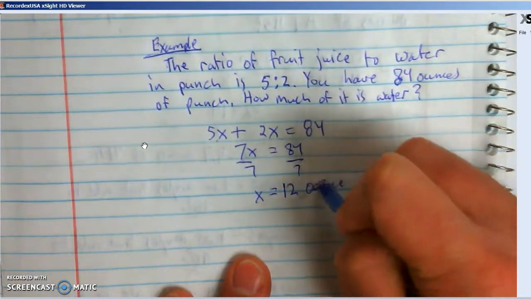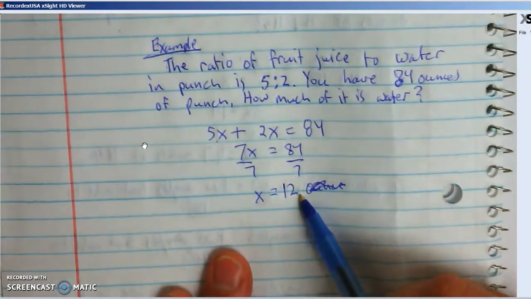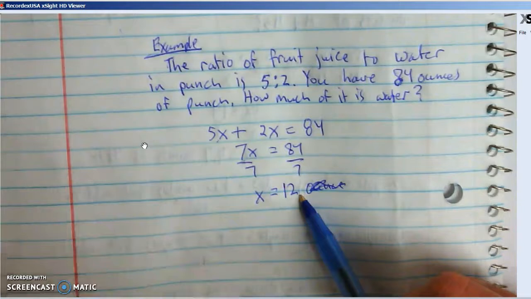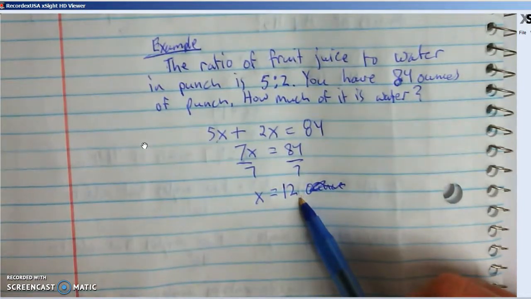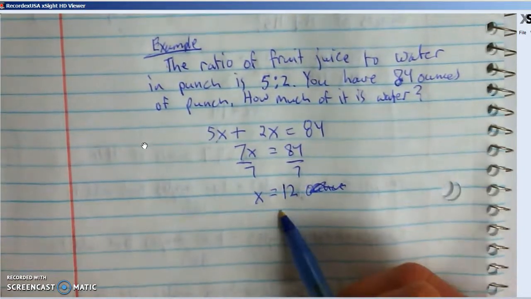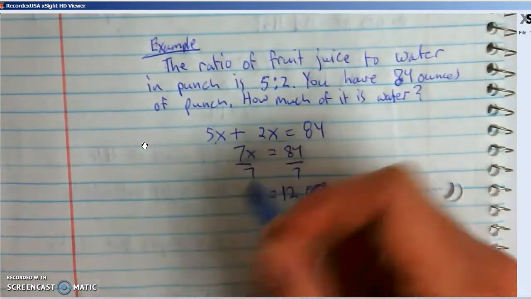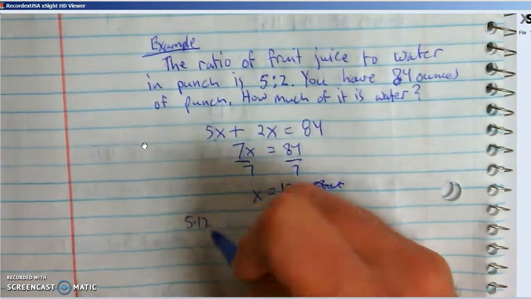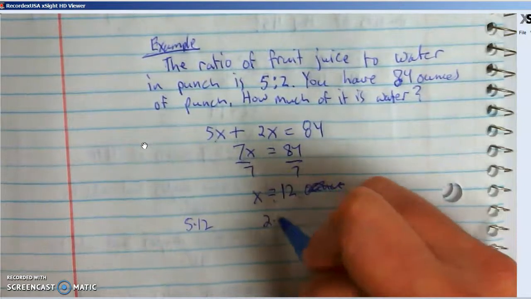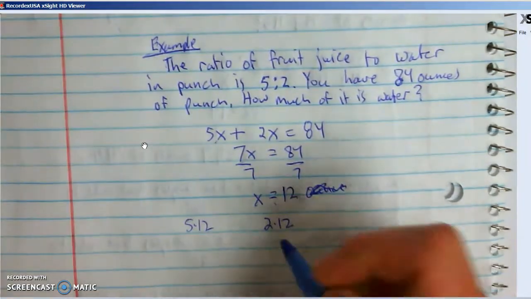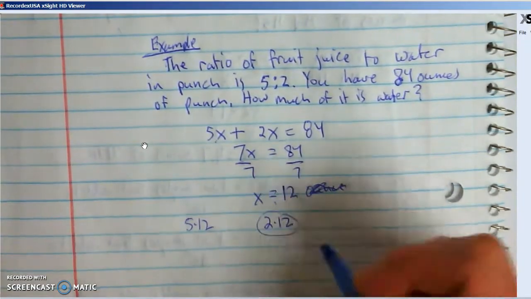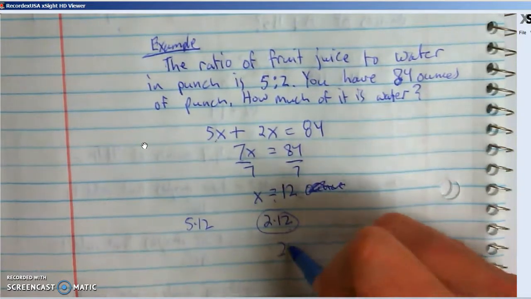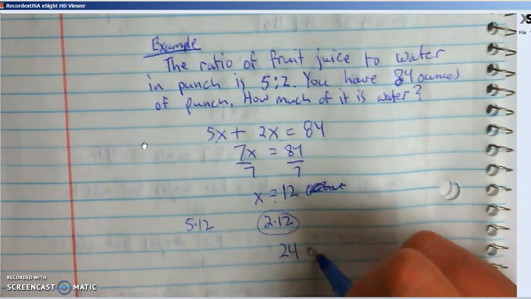No, it's not. Sorry. Once we get that number 12, what do we have to do to figure out how many ounces of each thing there is? You have to plug it back in. So we have to take that 12 and plug it in. So we do 5 times 12. And we do 2 times 12. Well, 2 times 12 is 24. That's the water. So our answer is 24 ounces of water.